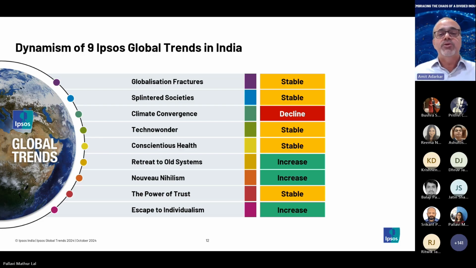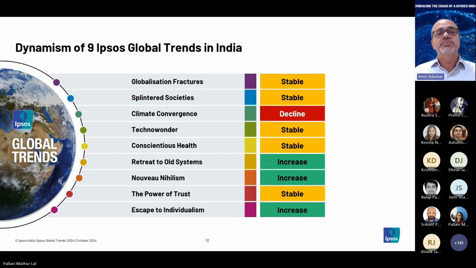At the same time, I want to now focus on the negative trend, a trend which is weakening, which is the climate convergence. And what is interesting is globally, this trend is actually on the rise. A lot of countries around the world, they are getting more concerned about the climate. But in India, interestingly, this trend has actually declined a bit as compared to last year.